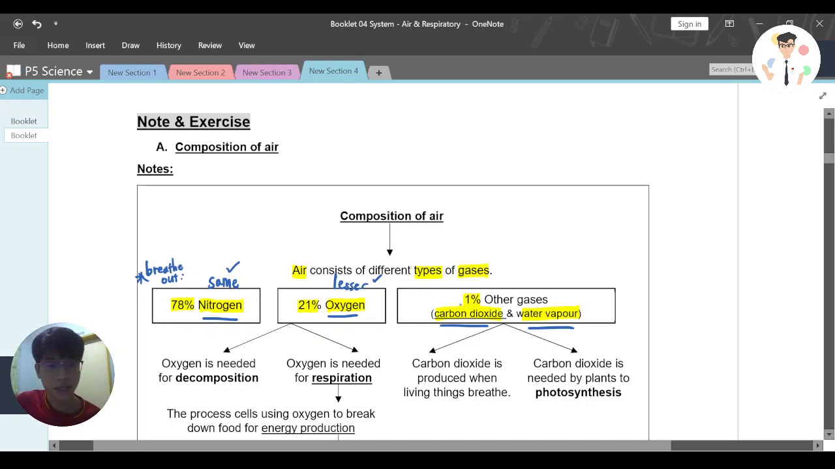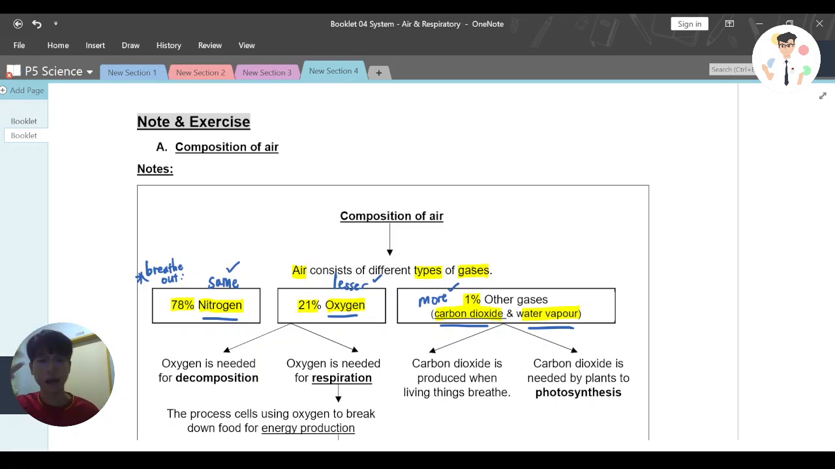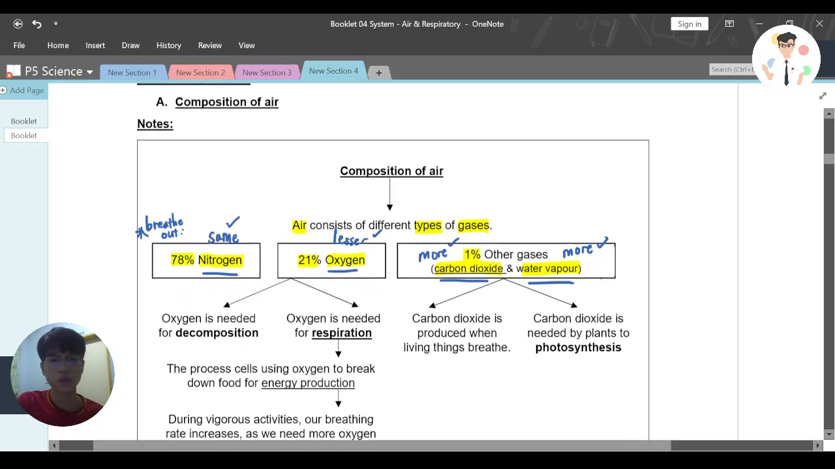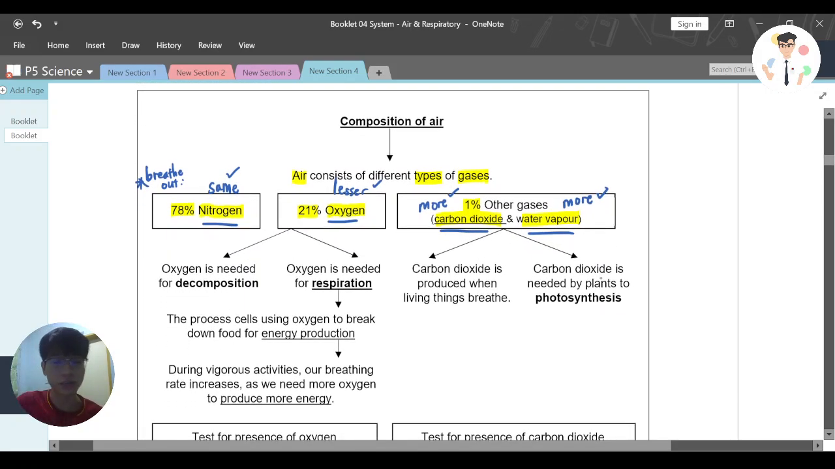And for carbon dioxide, as you know, carbon dioxide is produced when we breathe out, and carbon dioxide will become more. It means that when we breathe in, we still breathe in carbon dioxide, but when we breathe out, it will be even more. And for water vapor, the same also, when we breathe out, there will be more water vapor compared to when we breathe in. So let's continue and look at some of these things.